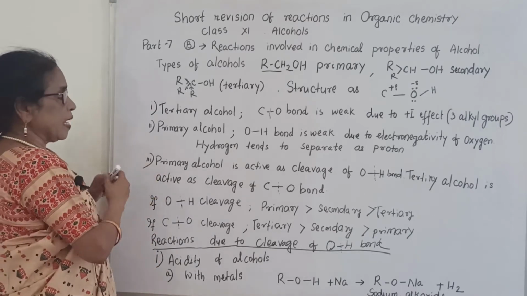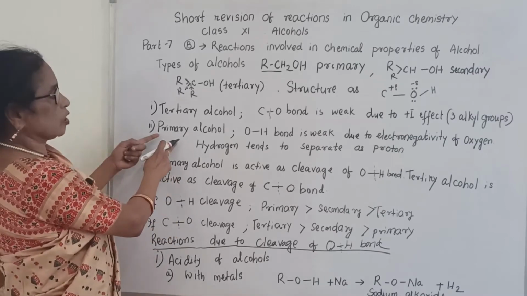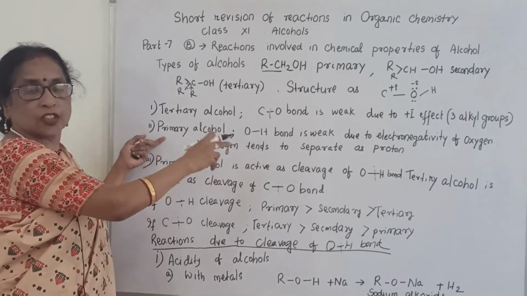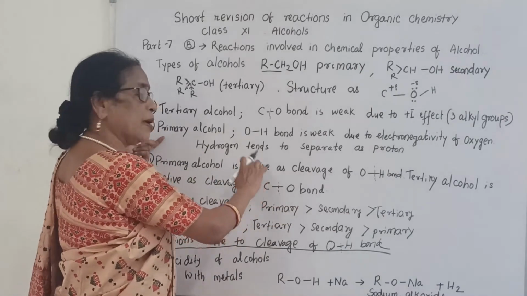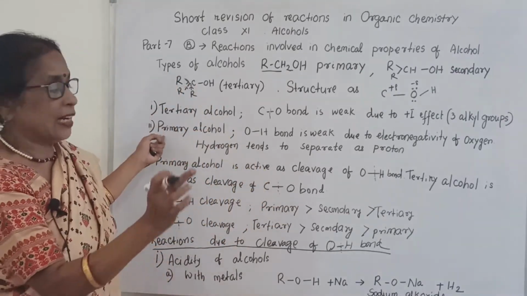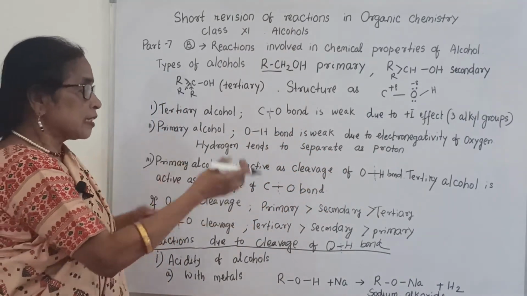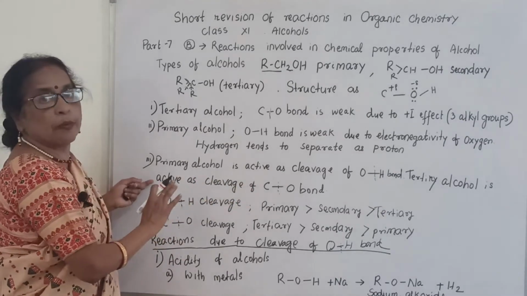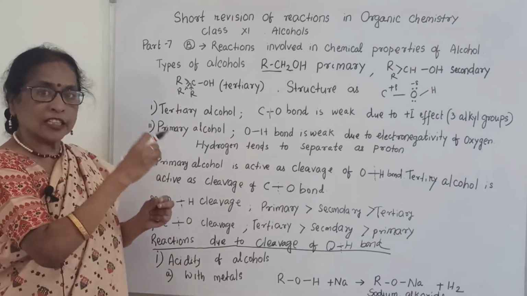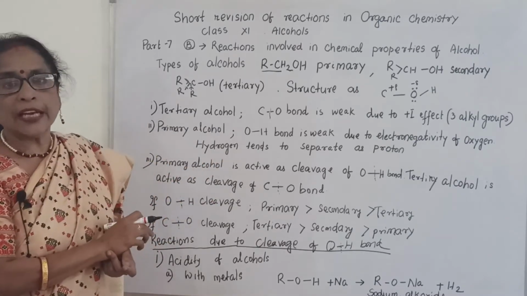Now see, primary alcohol is active through cleavage of the OH bond. I told you just now the OH bond is weak because oxygen is more electronegative. That is why primary alcohol is active when the OH bond cleaves. Tertiary alcohol is active when the CO bond cleaves. That means tertiary alcohol is very active in that case.